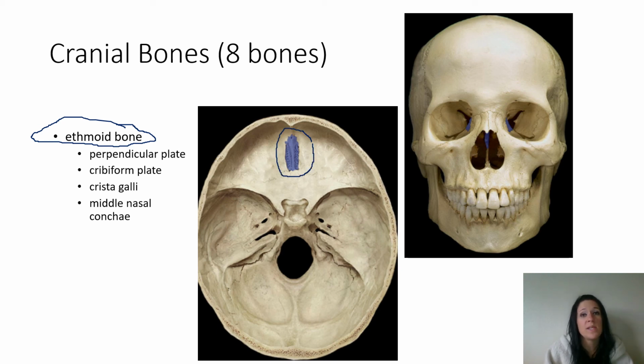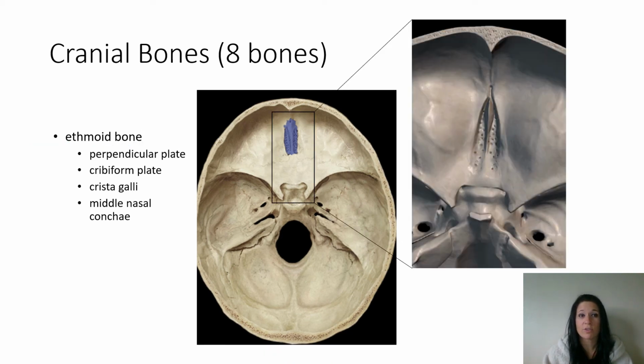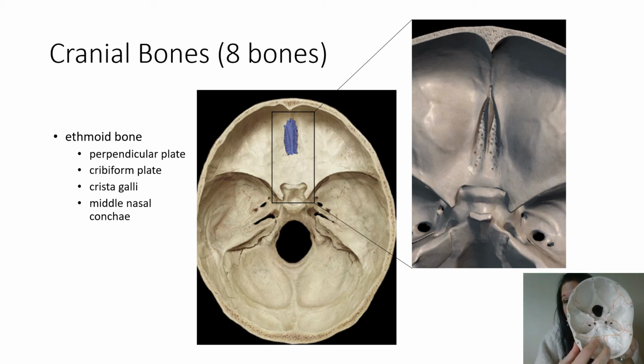We can also see pieces of the ethmoid bone when we're looking from an anterior view. Over in the upper right image, we can see highlighted in blue where we can see the ethmoid bone. So there are 4 structures: 2 we're going to see on a superior view, and 2 we're going to see from the anterior view. So we'll take a look at those. The first 2 structures of the ethmoid bone that we're going to look at are inside the skull. So we're looking in, right at the ethmoid bone.